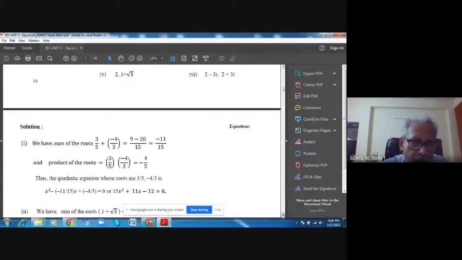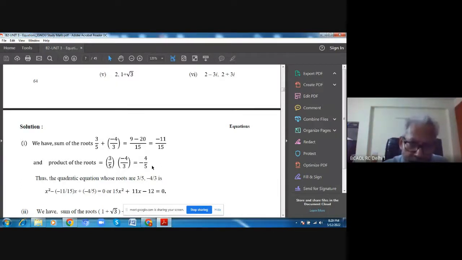So the roots we know are 3 by 5 and minus 4 by 5; there are two roots. Let them be alpha and beta. First you take the sum of alpha and beta, which gives you minus 11 by 15. This is alpha plus beta. Now the product of alpha and beta: if we multiply them, we will get minus 4 by 5.